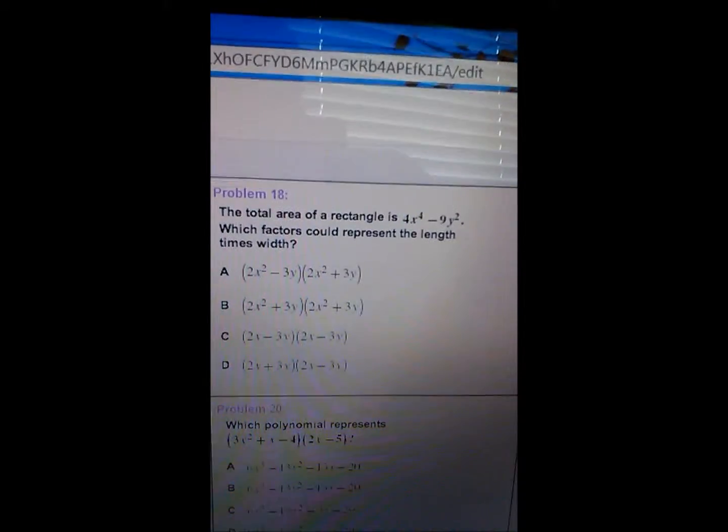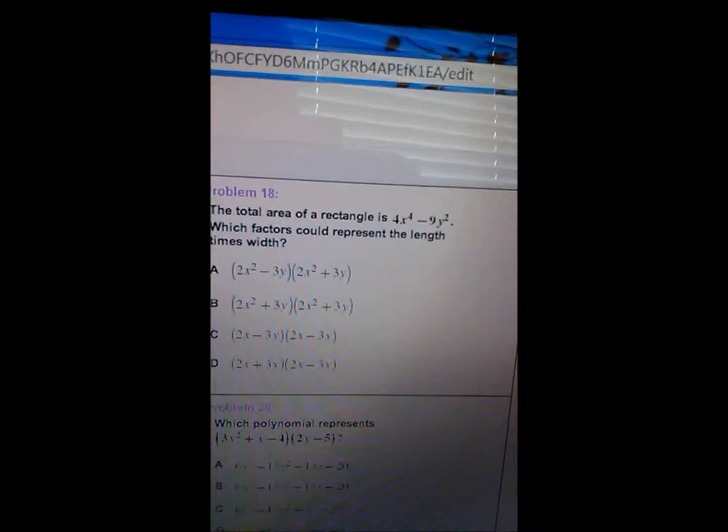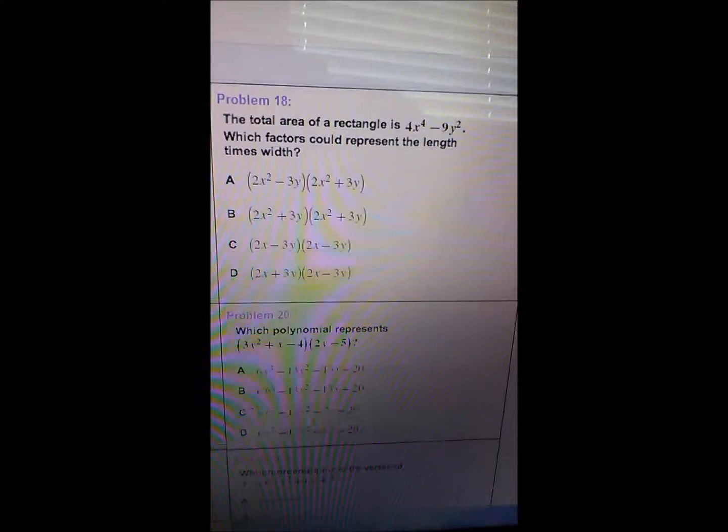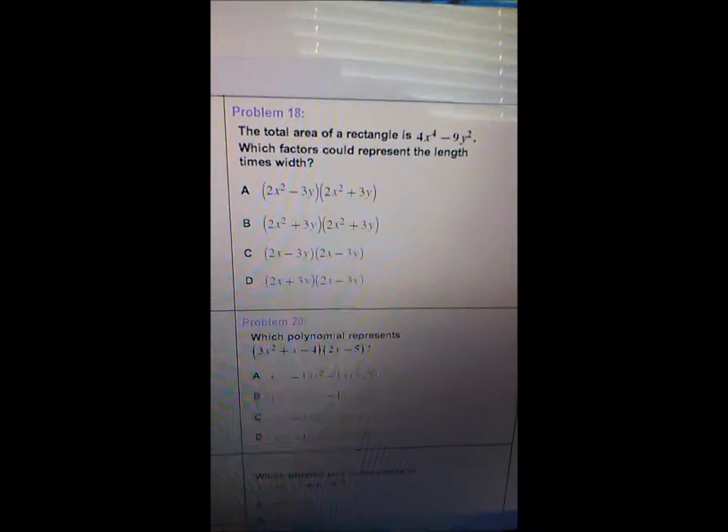And when you distribute, you get 2x squared times 2x squared equals 4x to the 4th. And then you get negative 3y times positive 3y, and that actually gives you negative 9y squared, which when you look back at the original question, it's 4x to the fourth minus 9y squared. So your answer would then be A, 2x squared minus 3y and 2x squared plus 3y.